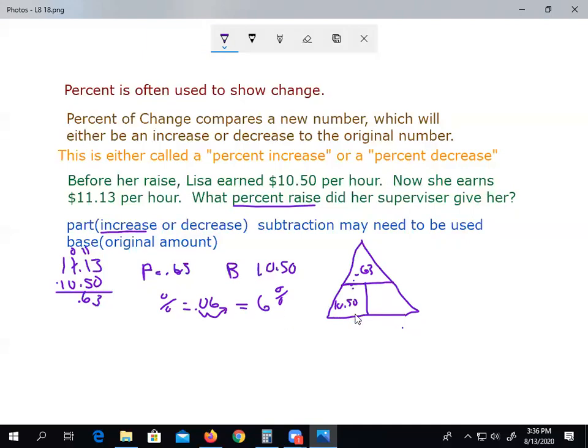So again, I can use the triangle model, but again, for the part, you have to identify either the increase or the decrease, and you have to pay attention that the base is actually the original amount. So there may be some math you have to do before you can actually use the triangle model.